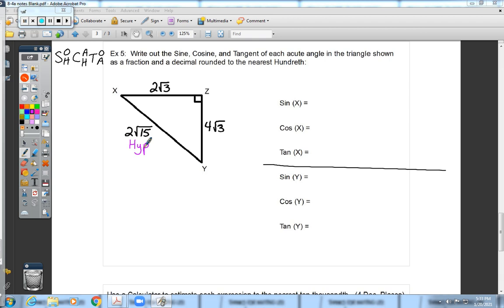So we locate the hypotenuse. Again, that is across from the right angle. So if Z is the right angle, then the side opposite angle Z, which is XY, is going to be our hypotenuse. We pick out one of our angles, starting with angle X, and we name the other 2 sides. So 4 root 3 would be our opposite, and 2 root 3 would be our adjacent.